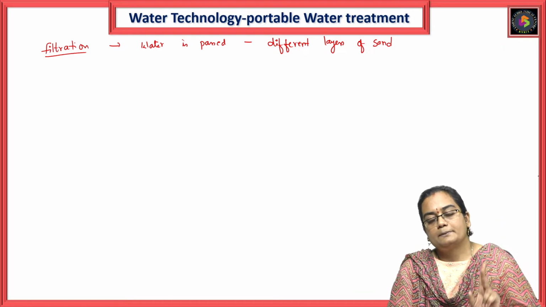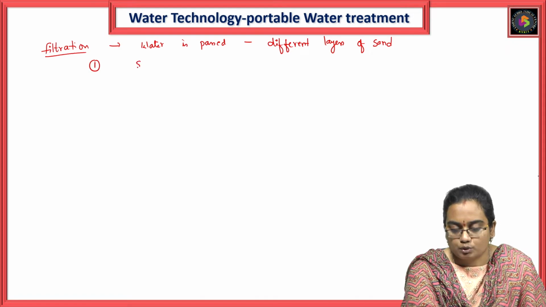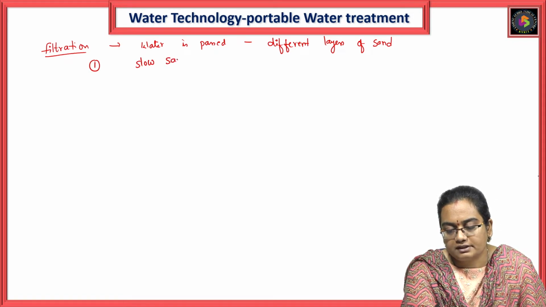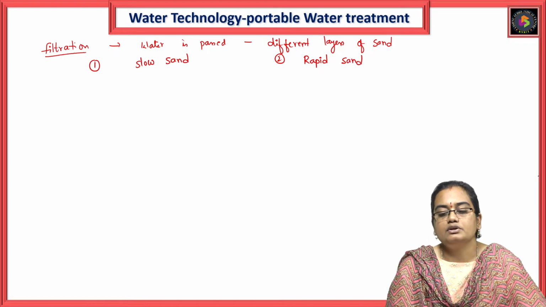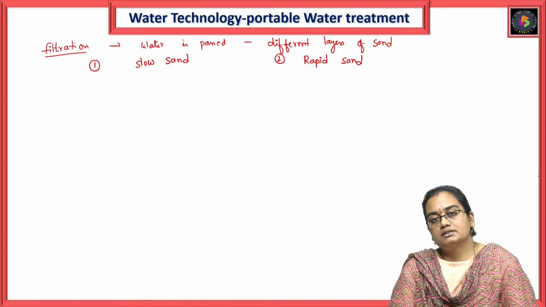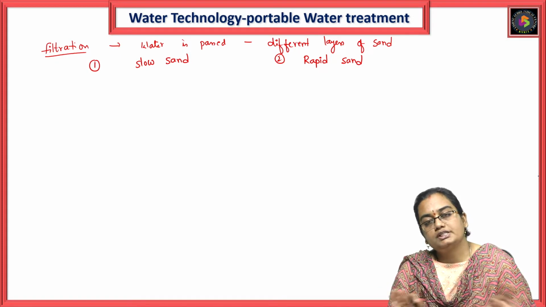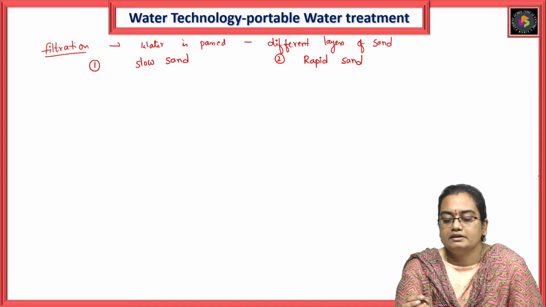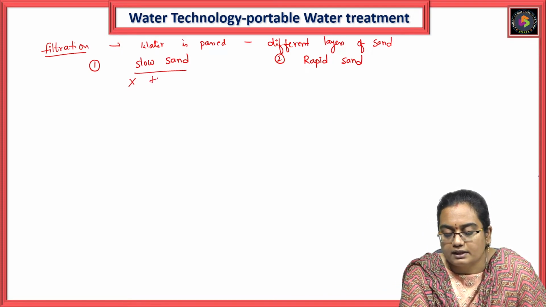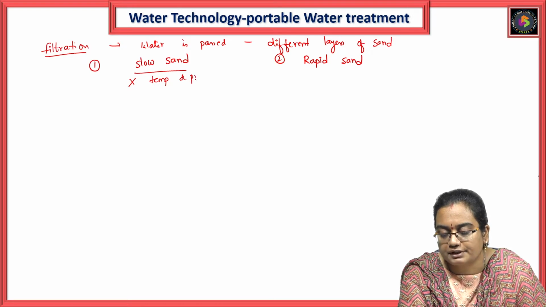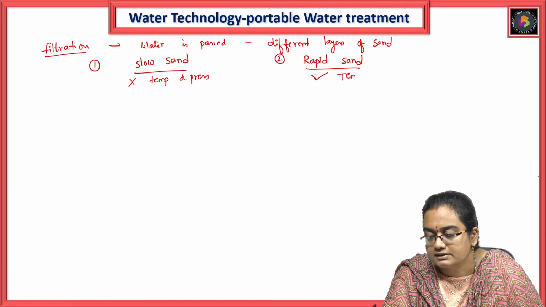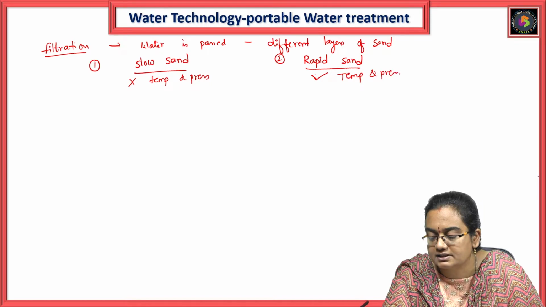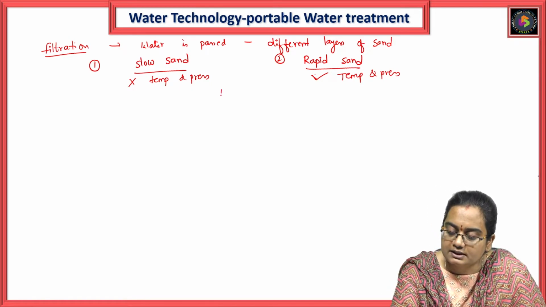Here we have two types of filtration. One is the slow sand filter. The other one is the rapid sand filter. Coming to both methods, the layers are the same. There is no change in the layers. What makes them differ is that in slow sand filters there is no temperature and pressure, but in rapid sand filters we are applying some temperature and pressure. That is the difference.